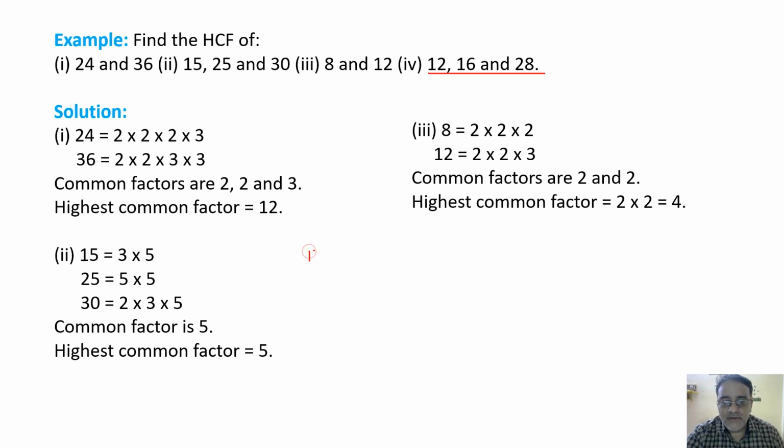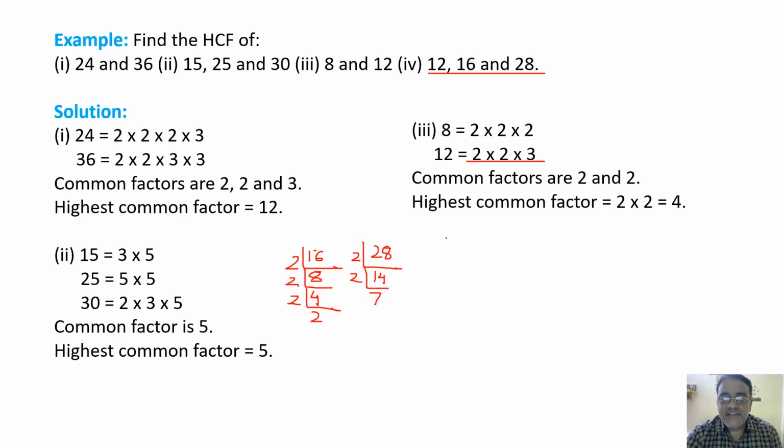12 we have already done here, so we'll write it as it is. Let's find out 16. First divide it by 2, we get 8. Again divided by 2, 4. Again divided by 2, 2. Right. Now the next number is 28. 28 divided by 2 is 14. Right. Again divided by 2, 7. Stop.